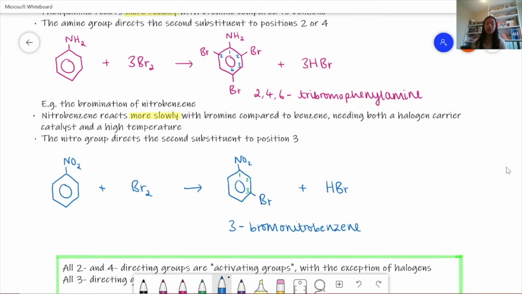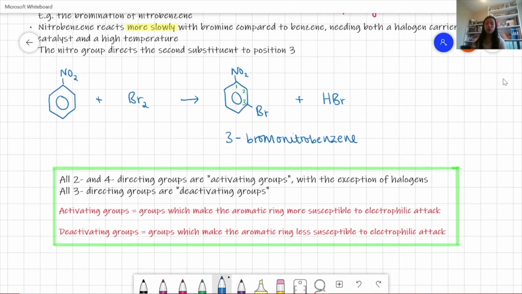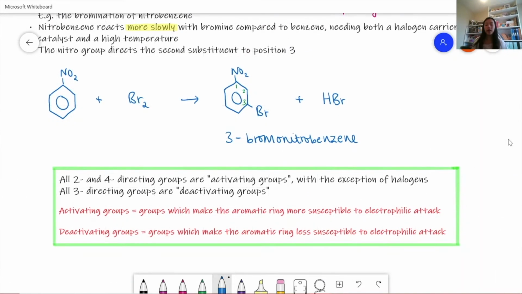And now we're going to look at 2 rules. The 2 rules are that all 2 and 4 directing groups are what we call activating groups, with the exception of halogens, and all 3 directing groups are deactivating groups.